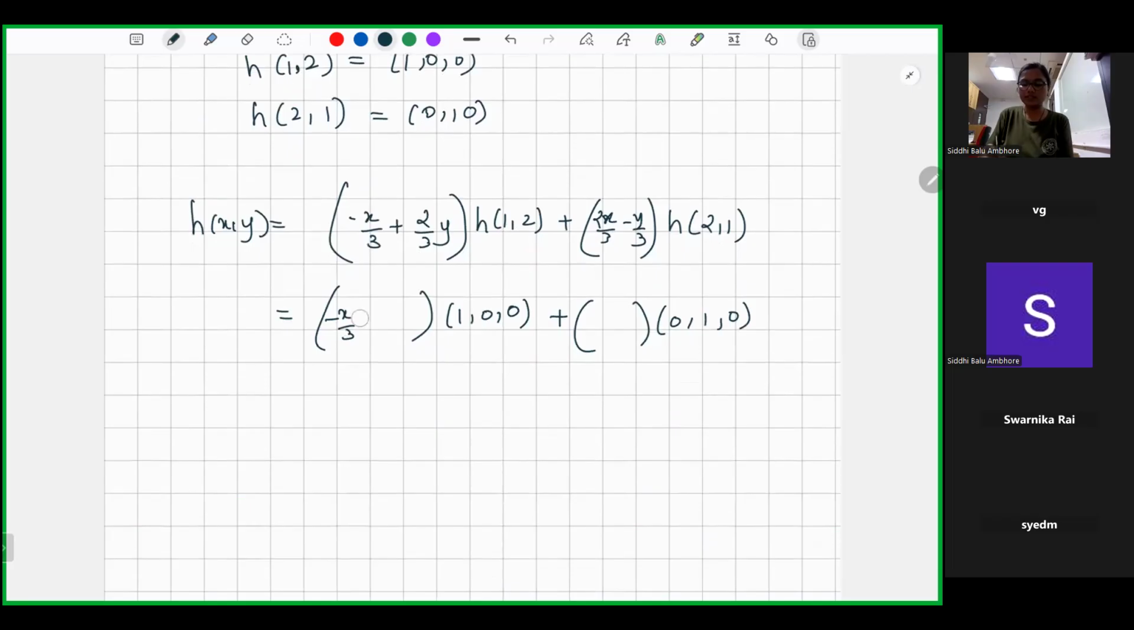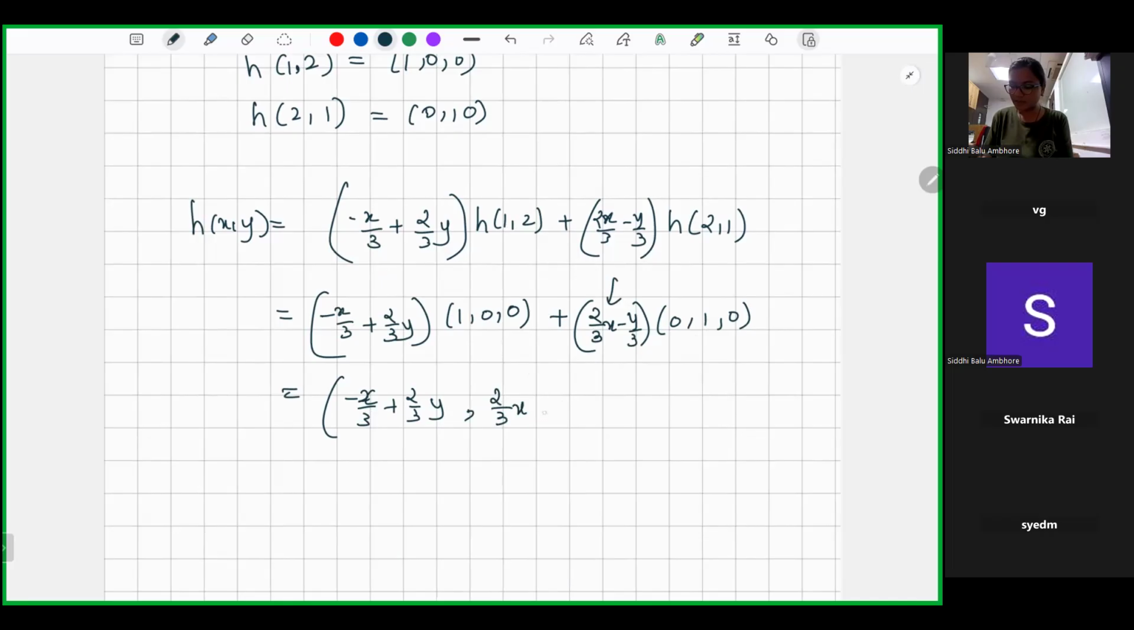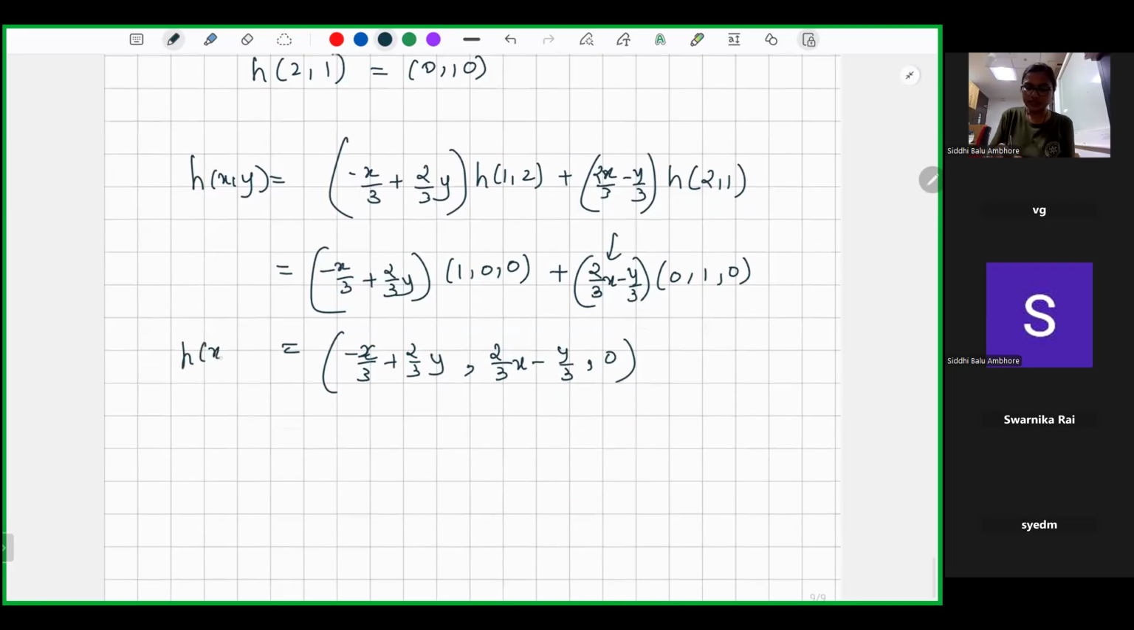And this is how my function is defined now. In the first coordinate it is minus x by 3 plus 2 by 3y, comma, and in the second coordinate, let me just write this here so that no one gets confused, it is 2 by 3x minus y by 3. So this is minus x by 3 plus 2 by 3y, comma, 2 by 3x minus y by 3, comma 0, and this is my h of x, exactly.